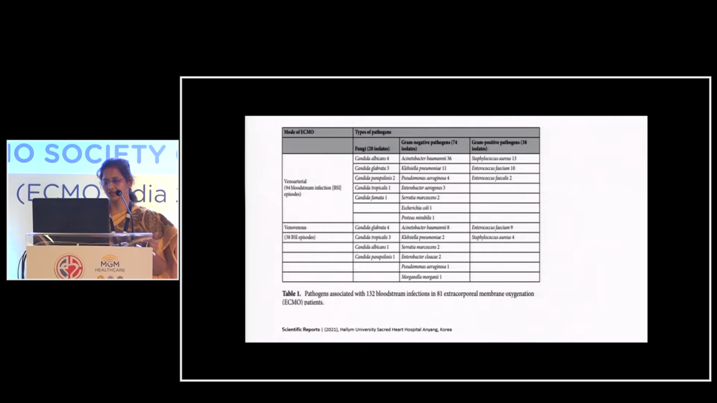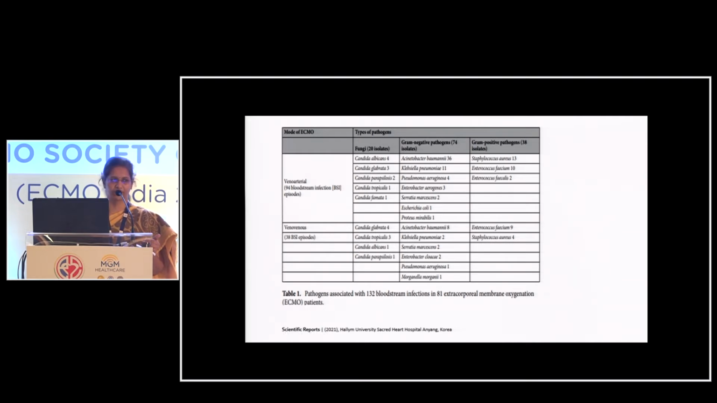So this is a table from a study in Korea, where they compared the infection rate for VA and VV ECMO. The bloodstream infection was found to be most common, and it was more in VA ECMO compared to VV. And for the pathogens, the incidence of gram-negative was more than gram-positive, and then fungi.